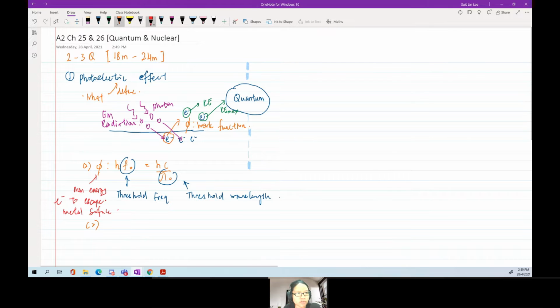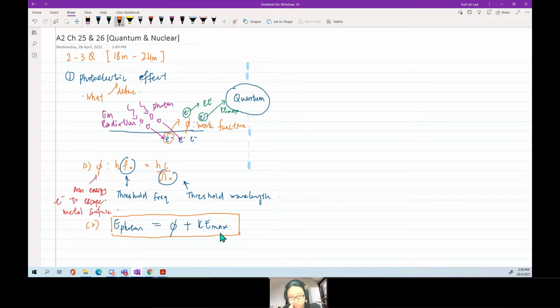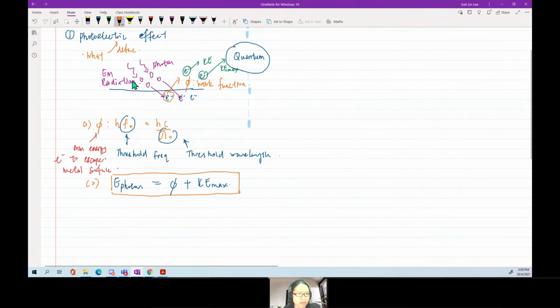So if I want to find the maximum KE, I can put it all together and say that using conservation of energy, the energy of the photon is equal to the work function, the minimum energy to come out of the metal surface, plus KE max. A lot of discussion has been recorded regarding this. So if you need to, you can watch it, but if it's too close to the paper, you should try to memorize the equation and use it in different questions, which we will do following this.